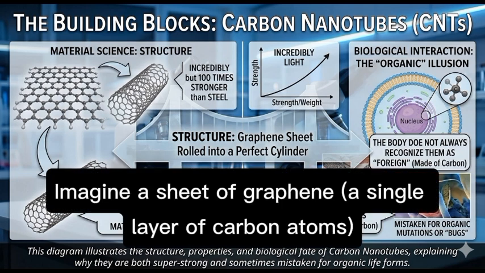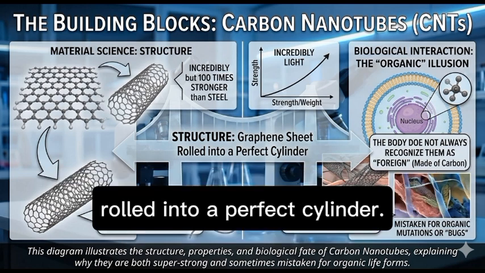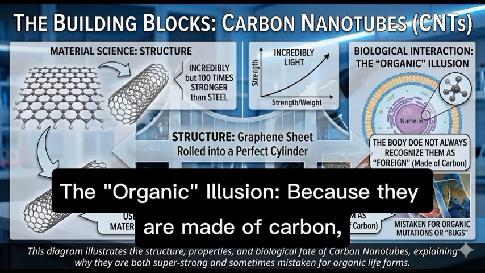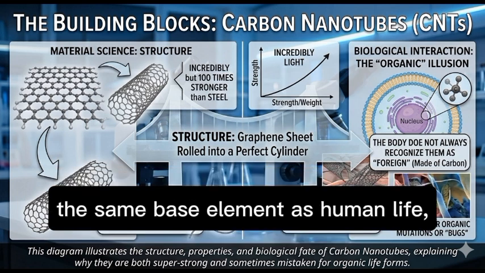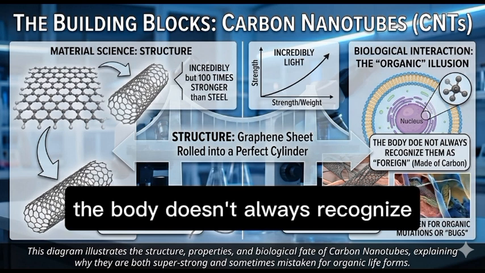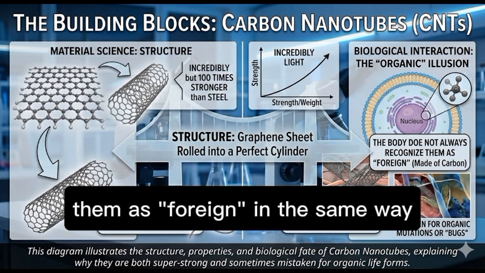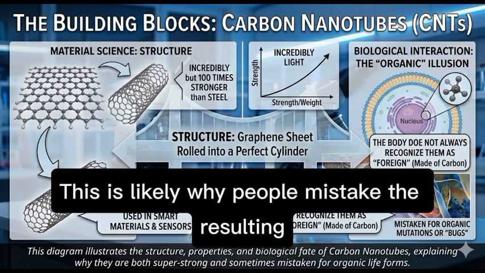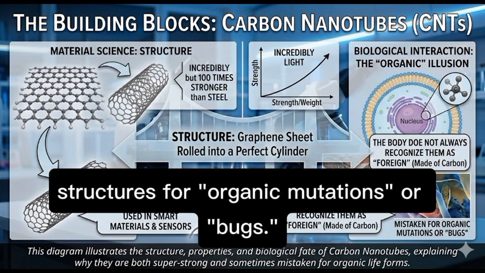Structure. Imagine a sheet of graphene, a single layer of carbon atoms, rolled into a perfect cylinder. They are incredibly light, but 100 times stronger than steel. The organic illusion. Because they are made of carbon, the same base element as human life, the body doesn't always recognize them as foreign in the same way it would a piece of plastic or metal. This is likely why people mistake the resulting structures for organic mutations or bugs.